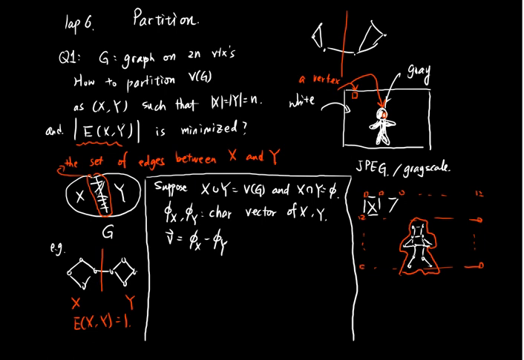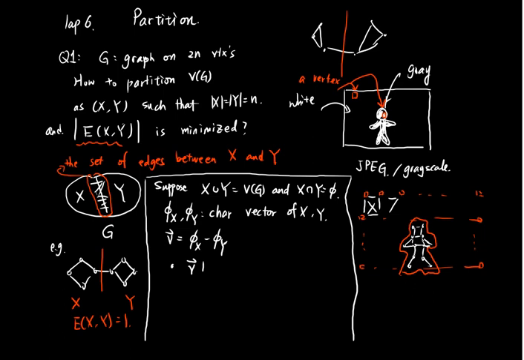In other words, this V vector has a lot of ones on X, and it has a lot of minus ones on Y. It uses 1 and minus 1 to indicate which group it belongs to, whether it belongs to X or it belongs to Y. Now we have a few facts.